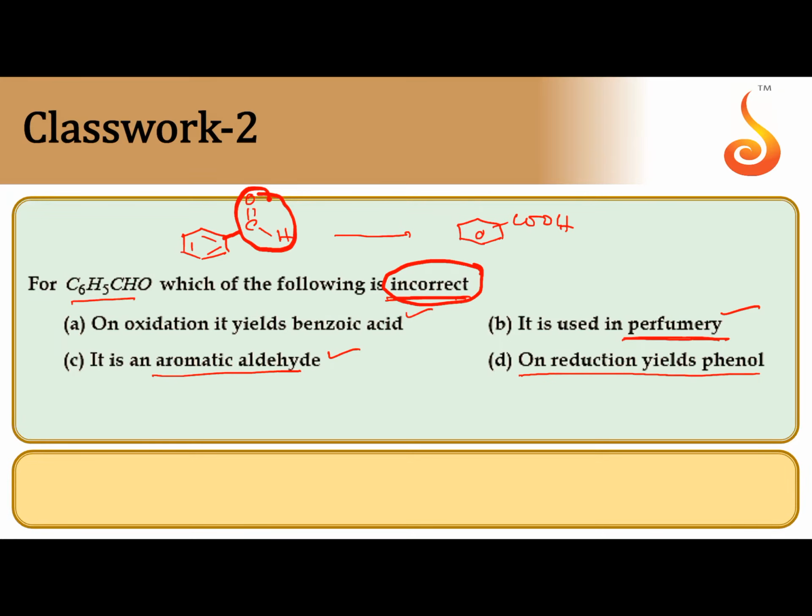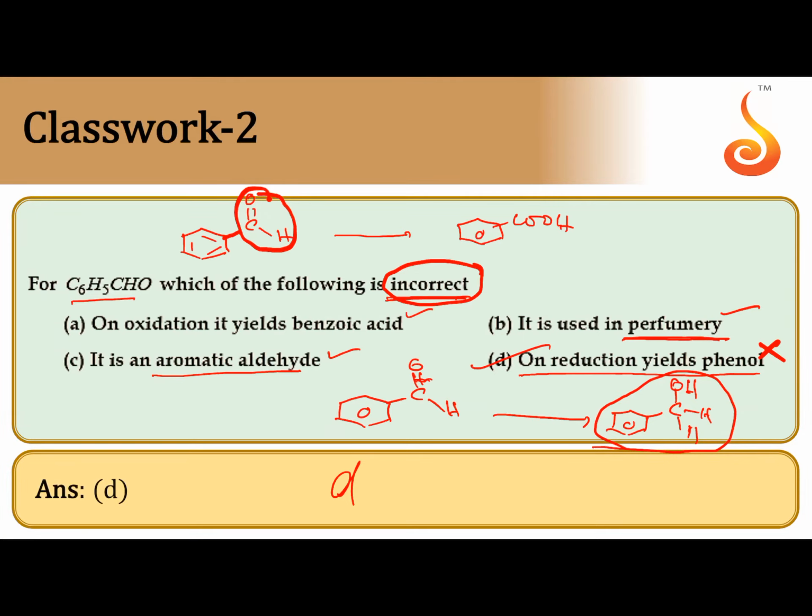On reduction, it yields phenol. That is wrong, because on reduction, benzaldehyde yields benzyl alcohol. During the reduction by LiAlH4, you break the pi bond and attach two hydrogens, one at carbon, one at oxygen. So the formed compound is not phenol. So statement D is wrong. That is the only correct answer for this question. So the correct answer is D.